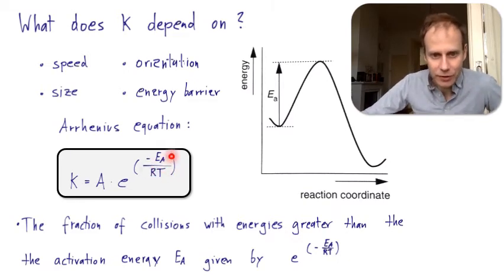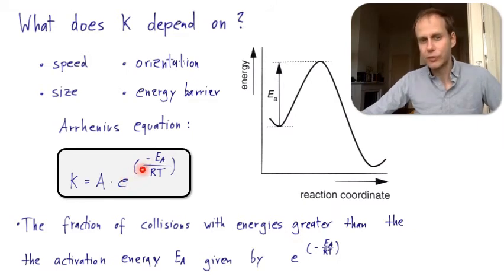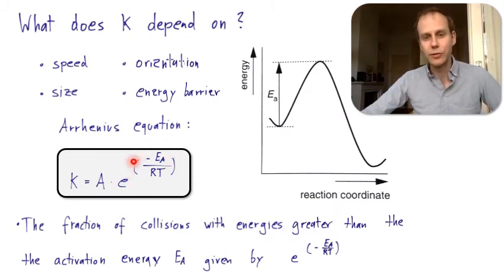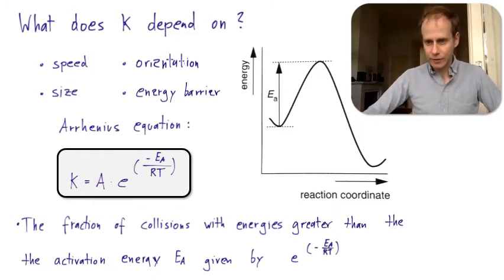And that means this negative expression here becomes smaller, and the smaller the negative expression, the closer this e is to 1, or the smaller this is, the closer to 0 it is, and e to the power 0 is 1. So that means K becomes A then.